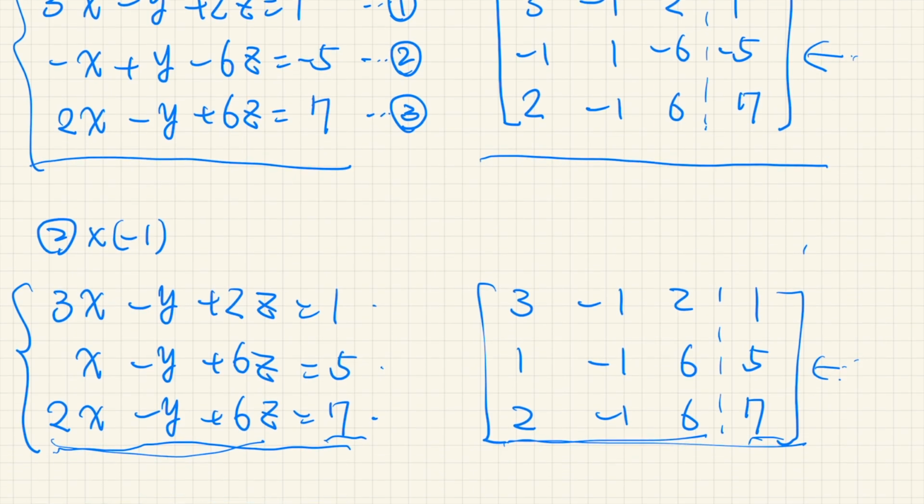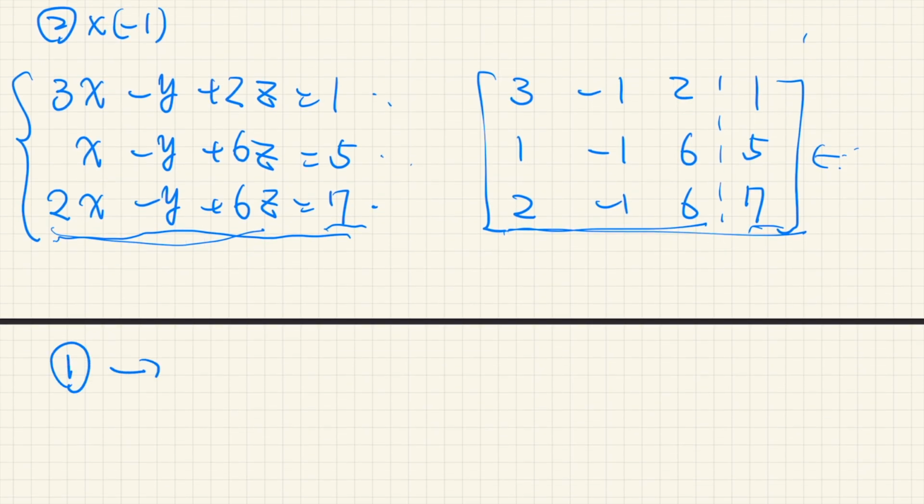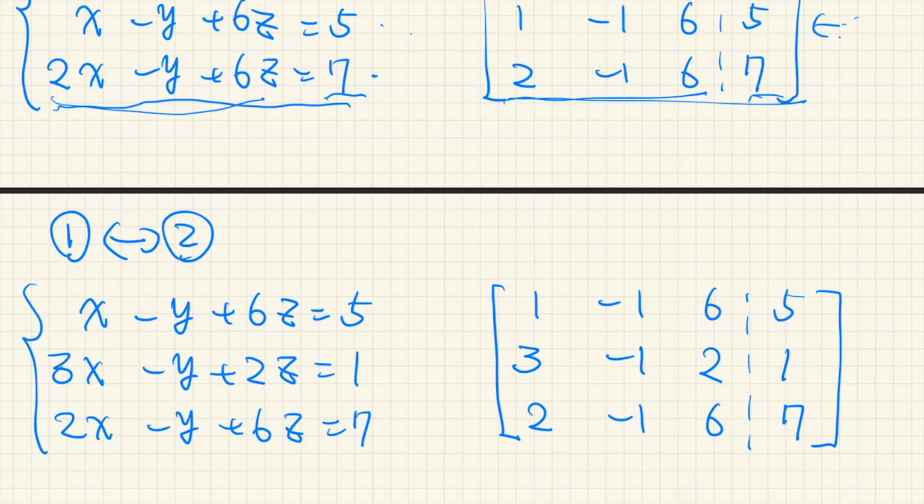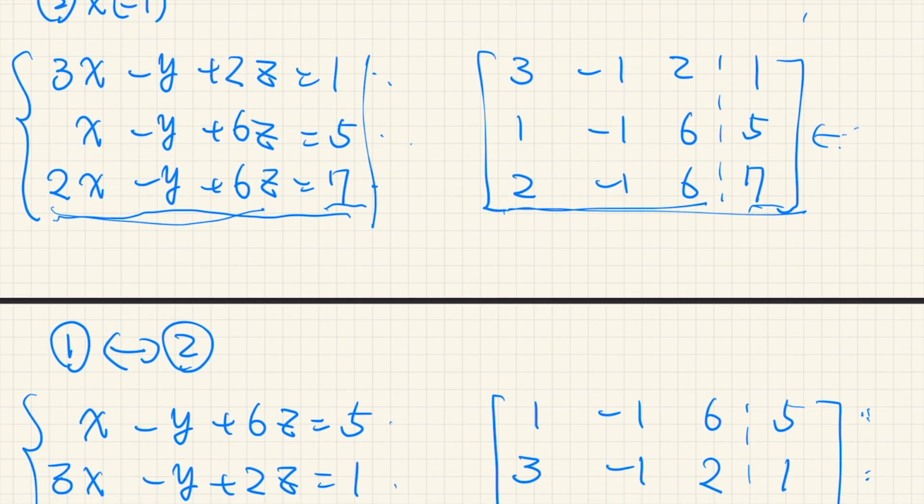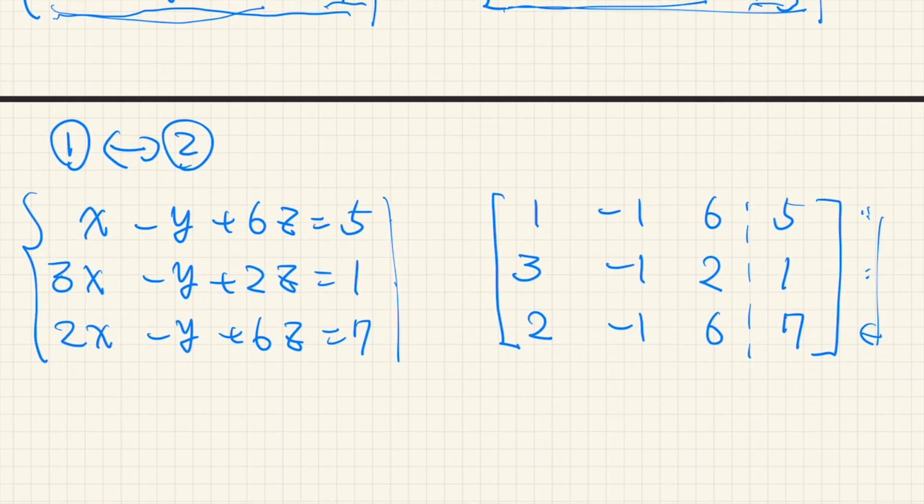And next, let's swap the first row and the second row. So in this case, we swap 1 and 2, and we get this. The third row doesn't change, same for this augmented matrix, but we switched the places of the first and the second rows. And same here for the augmented matrix. So this system of equations became this, and this matrix became this as a result of this operation.